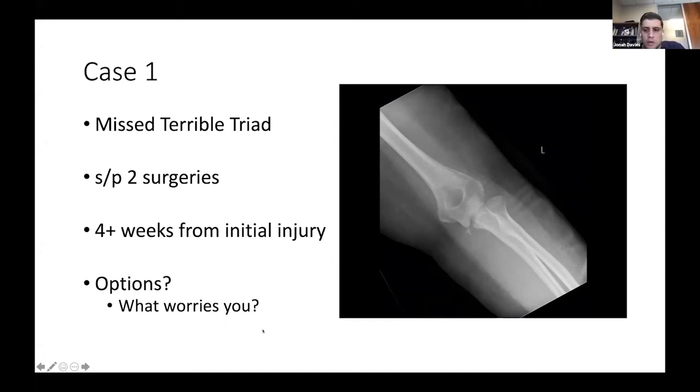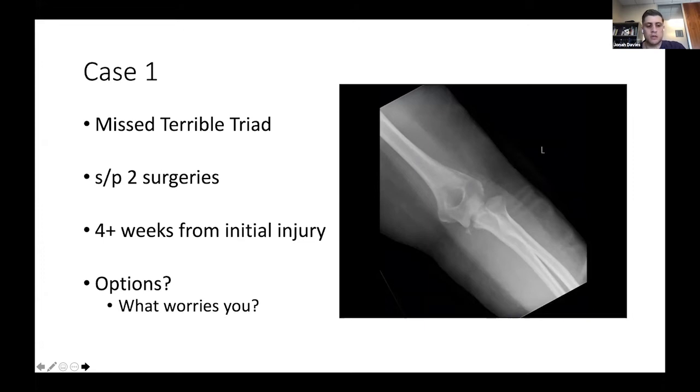Yeah, I used to do that as well, and I still will do it very, very rarely if it's a totally unstable, associated distal humerus with a very bad fracture dislocation. But I think those are all really good options.